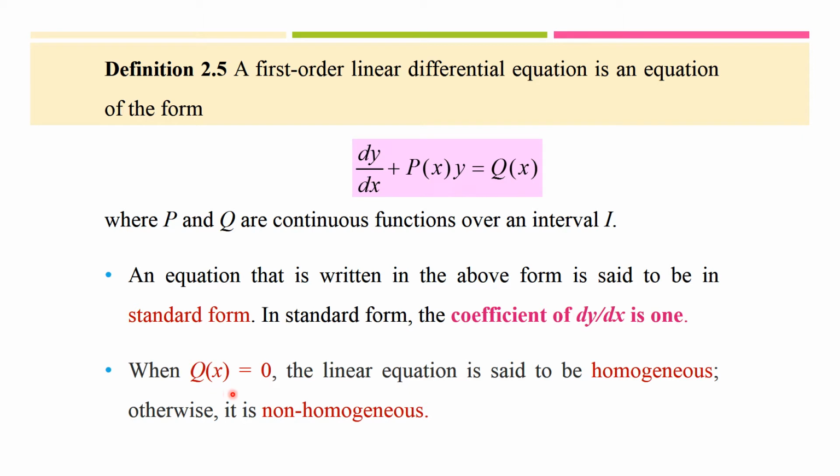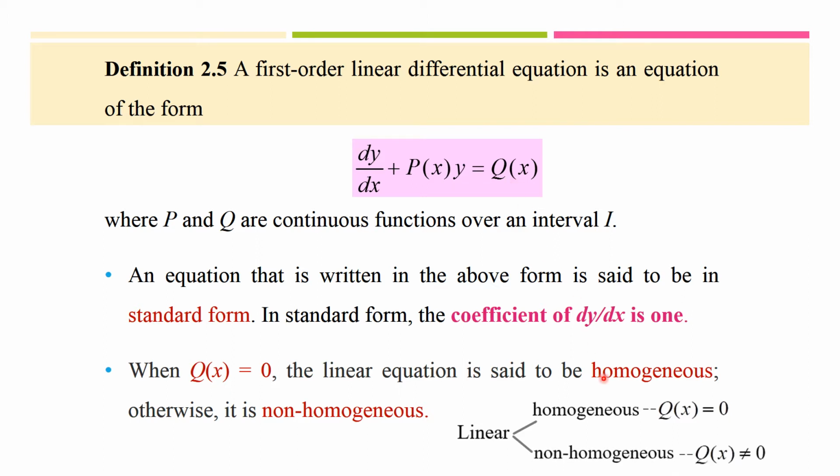When q of x is equal to 0, the linear equation is said to be homogeneous, otherwise it is non-homogeneous. Now when we say homogeneous, it means the function q of x is exactly equal to 0, and it is non-homogeneous if q of x is not equal to 0. So a linear equation can be homogeneous, it can also be non-homogeneous.